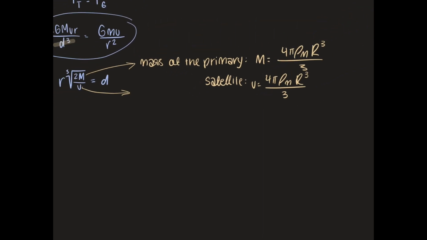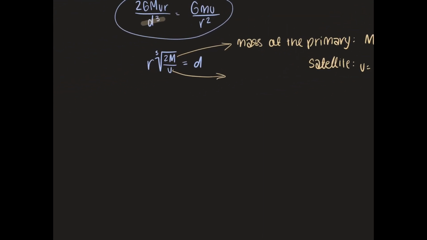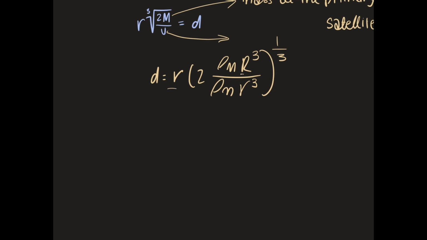So when we add these fractions in place of M and u in our distance equation, we arrive with distance equal to radius times 2 times the density of the larger mass times the radius of the larger mass cubed over the density of the smaller mass times r cubed, and then this is set to the power of 1/3. And we can further simplify this by realizing that in this relationship, r and large R are the same. So we can say distance is equal to r times 2 the density of the larger mass over the density of the smaller mass to the power of 1/3.